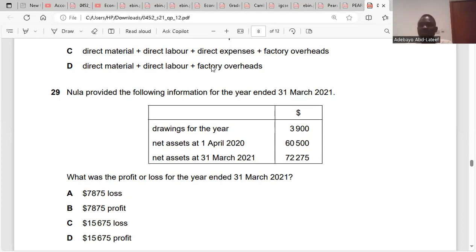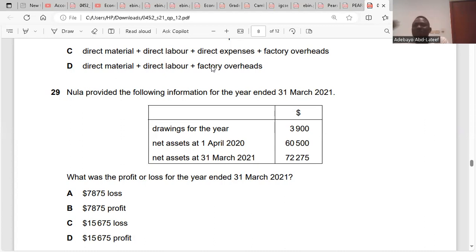We want to calculate the profit. So if you are calculating the profit, you have to keep in mind that the owner of the business has capital. As a result of that, you have to deduct capital, not add capital anymore. It has to be a two-way thing. So if you're going to deduct capital from profit, you have to add drawings to profit. Did you get it?